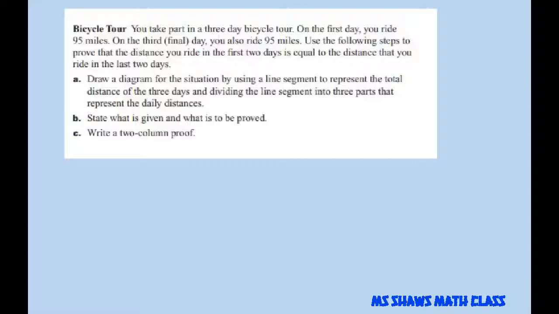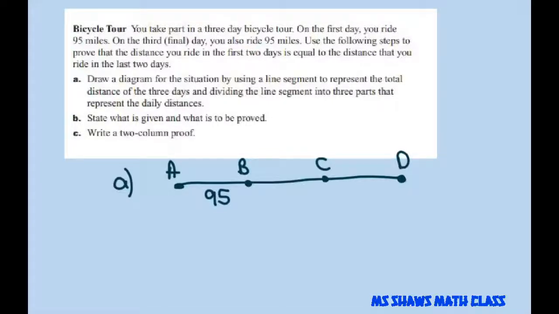So I'm going to draw a little diagram here and divide it up. This is our A part. I'm just going to draw a straight line segment and divide it into equal parts. So we have A, and then we go 95 miles. So I'll put 95 here. This would be B. And then the last part is C to D, and this is 95 miles. So this is day 1, day 2, and day 3.